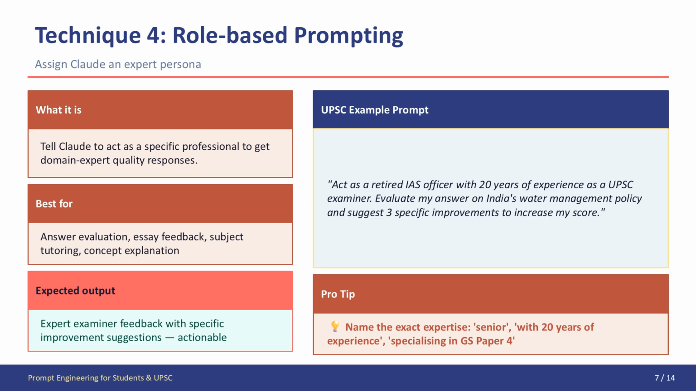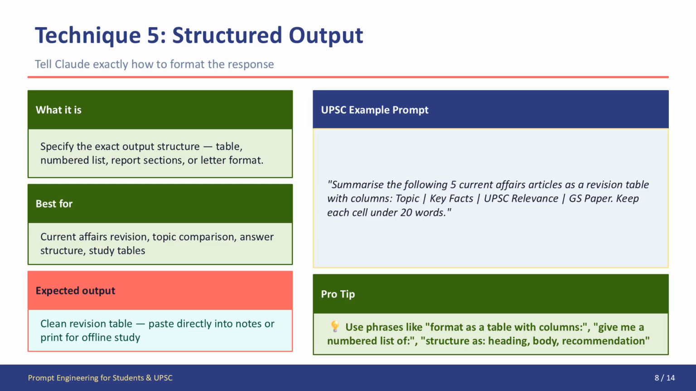Name the institution. Name the years. Name the specialization. The more specific your role, the sharper your output. Technique 5. Structured output. Instead of asking AI/LLM to explain something, tell it exactly what format you want. A table, a bullet list, a comparison chart.